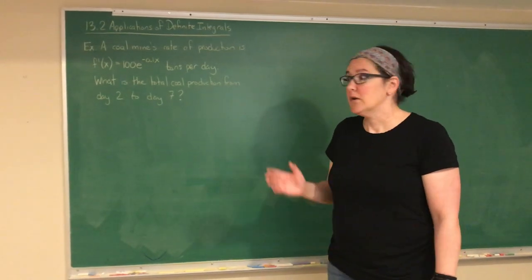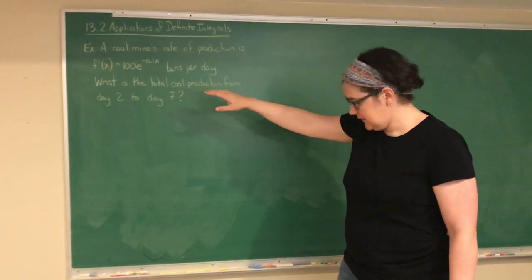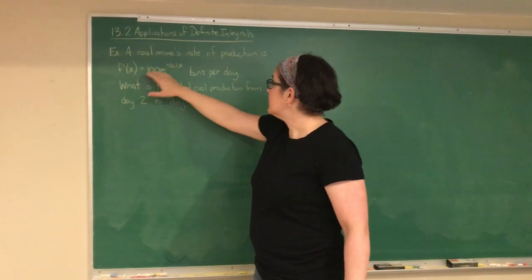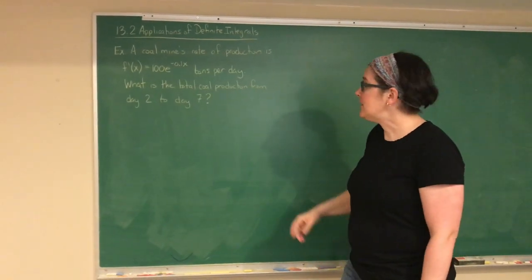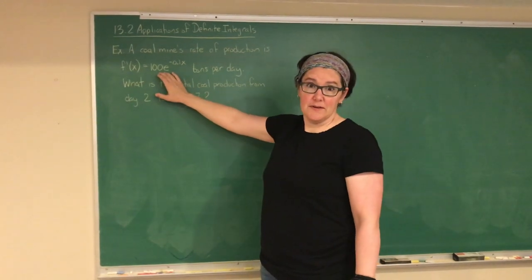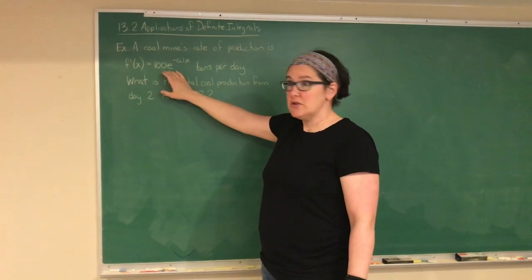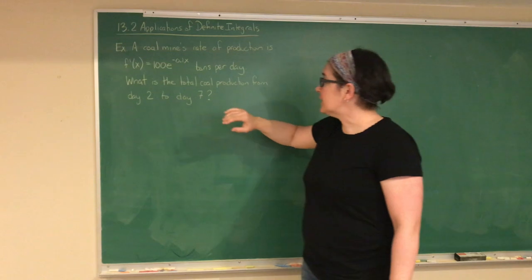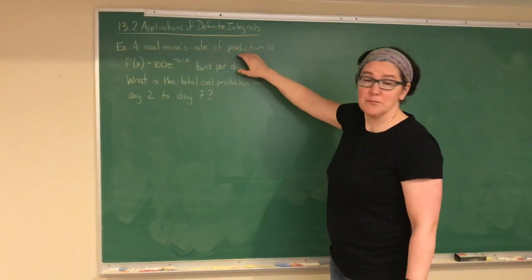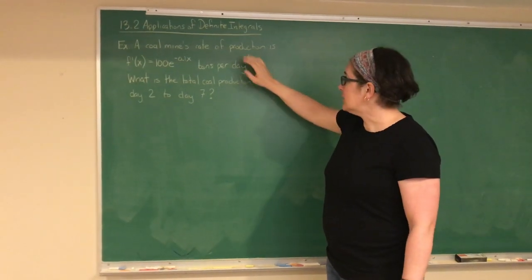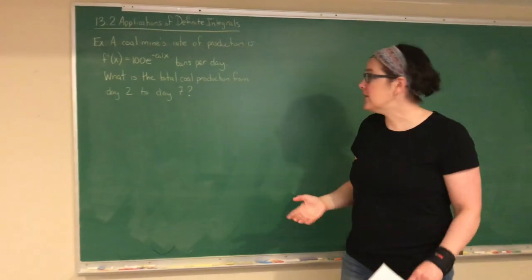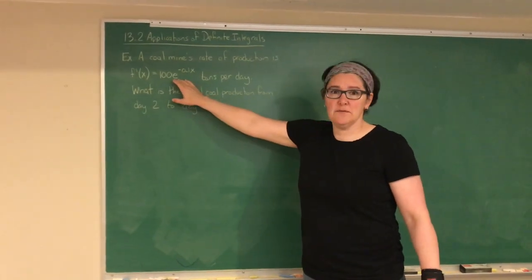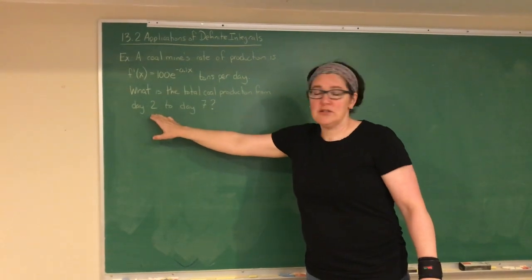All right, so what we're given here is a rate of change. As soon as I see the word rate, in this case rate of production, that means this function is a derivative. It's a rate of change, and so the area under this function is going to tell us about production. So the total coal production from day 2 to day 7 is the area under this derivative between day 2 and day 7.